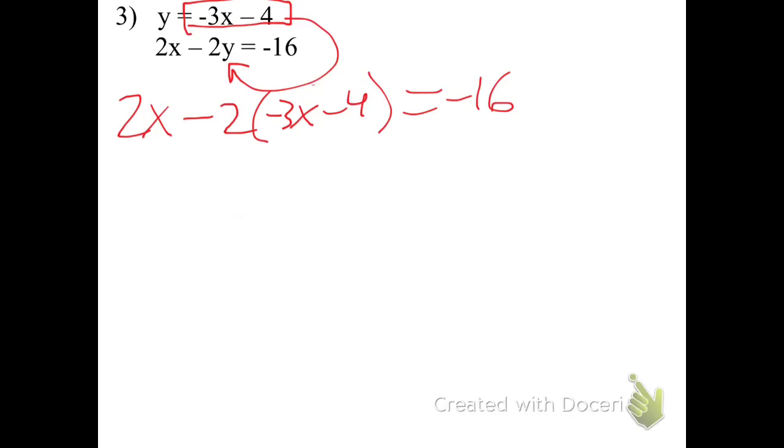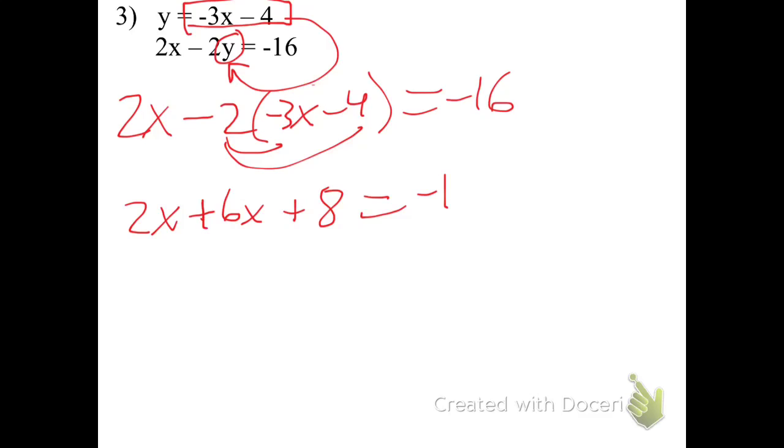Okay, so I substituted in, this y got replaced with negative 3x minus 4. Now I need to distribute this negative 2 through to get 2x. Negative 2 times negative 3x is positive 6x, or plus 6x. And negative 2 times negative 4 is positive 8. And on the right side we have negative 16. Okay, combine x's, and I'm going to subtract 8 while I'm at it, because I want to get my x's on the left side, and all my numbers on the right, and so I need to subtract the 8 out.